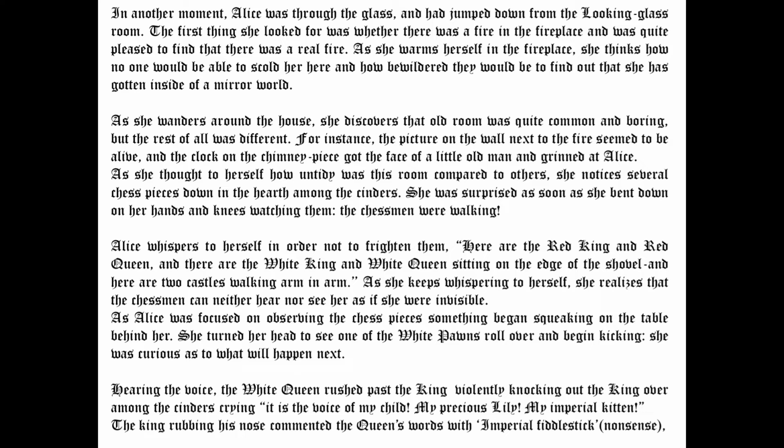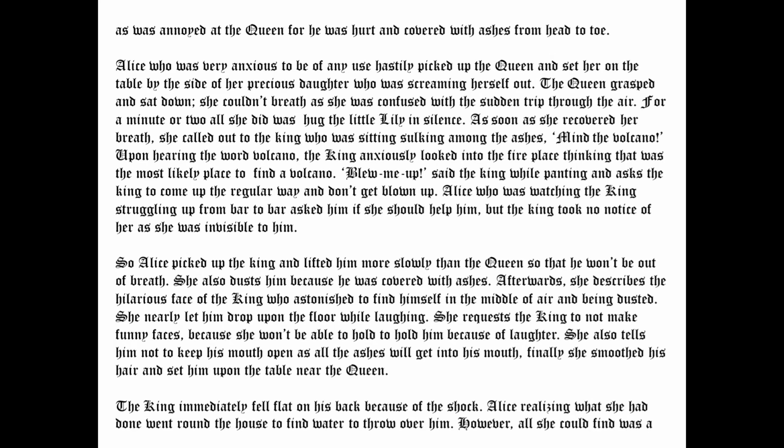Now, there is one thing: it's a white pawn and it's actually an imperial kitten for the White Queen. And it also has gotten a name, which is Lily. Interesting, isn't it? So the White King was annoyed and he called her words imperial fiddlestick, which means nonsense, stupid, idiot, etc. He was annoyed at the queen, for he was just hurt and covered with ashes from head to toe.